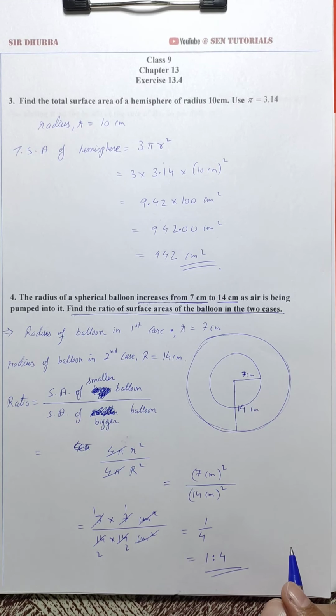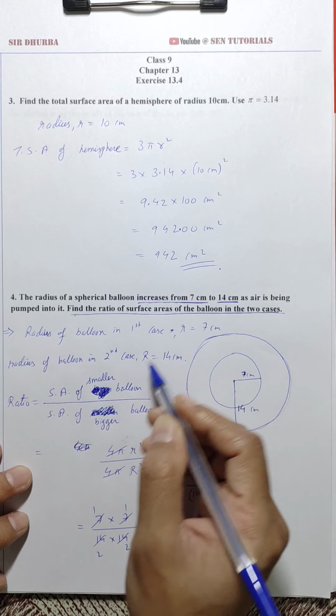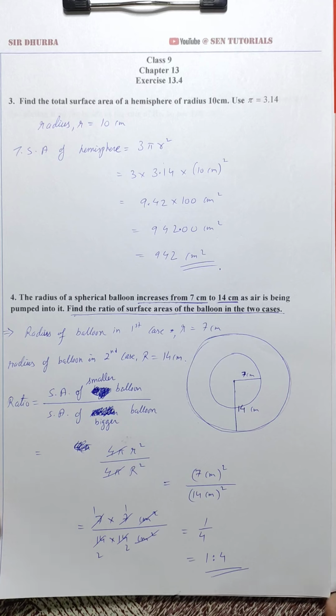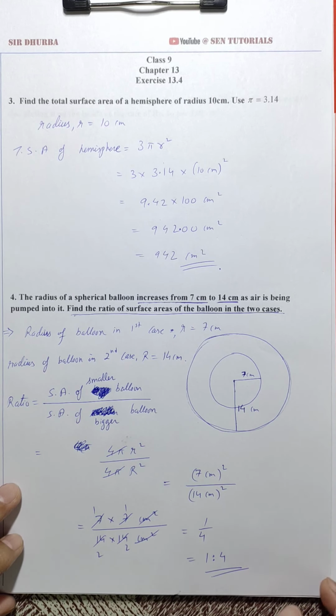1:4. Clear? I'm very sorry for this one. Okay, it should be smaller to bigger. No, sorry. Alright, so that will be the ratio. The ratio will be 1:4. Done? Then moving on to number 5.